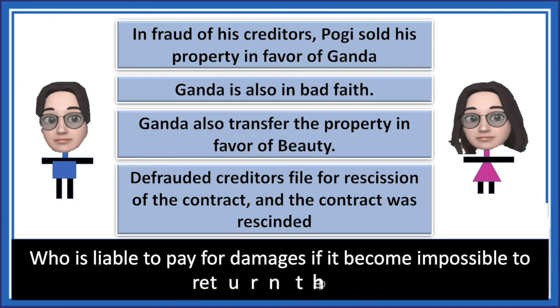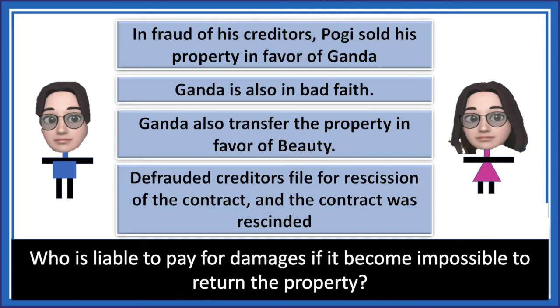Diba? Kasi pag hindi na pwedeng ma-return yung property, then sabi ni Article 1388, si purchaser in bad faith will be liable to pay for damages dun sa defrauded creditor. So, ang tanong, sino ang dapat magbayad ng damages? So, in this example, si Ganda ang mauunang magiging liable. Now, if hindi niya kayang magbayad for damages, then yung subsequent transferee ay magiging liable din. So, si Beauty ay magiging liable din.